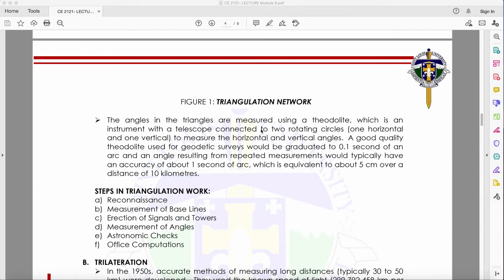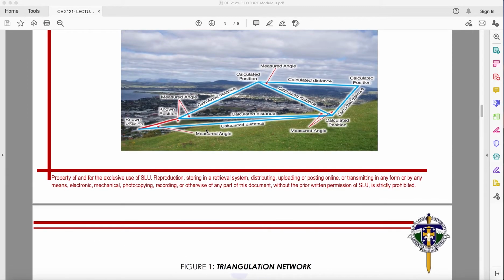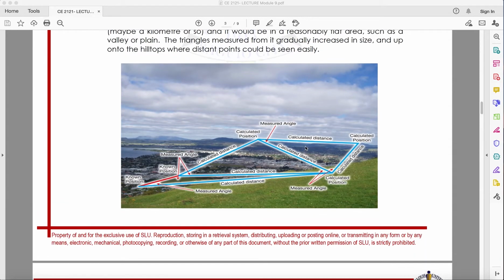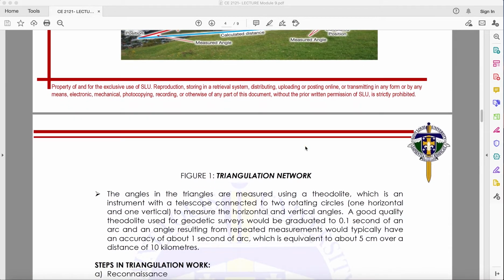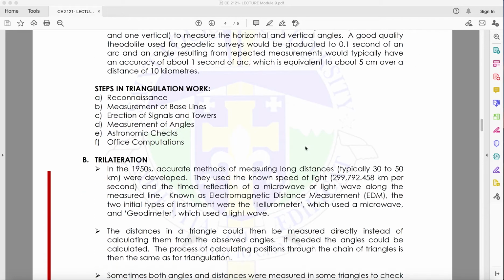Okay? Take note, these distances are far apart from each other. So if you're going to have a continuous measurement, imagine when you would ever finish. Okay? So, that is the advantage of this method.